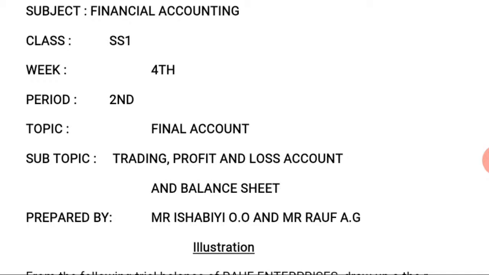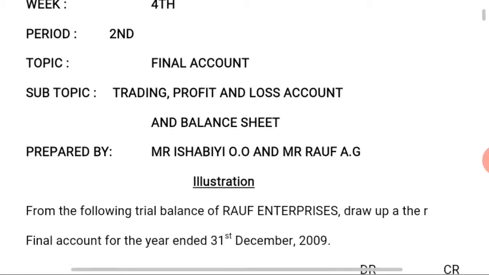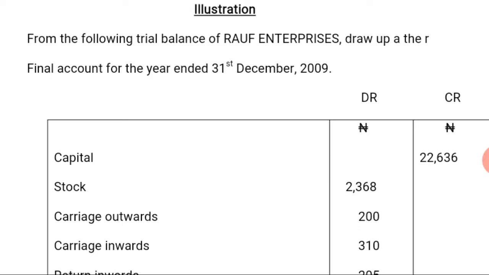Our topic still remains final accounts. Having dealt with the trading account, profit and loss account, and balance sheet separately, today we are going to look at how to prepare final accounts. That is, the preparation of trading, profit and loss accounts, and balance sheet from a particular question. To do justice to that, we need to look at an illustration.